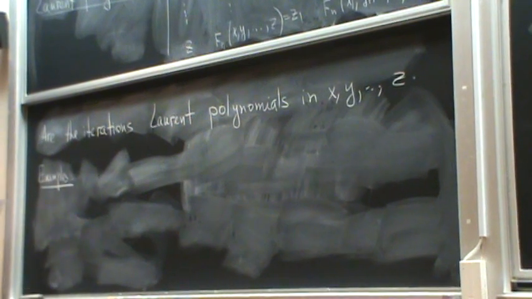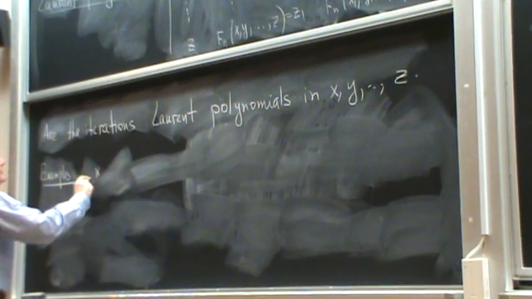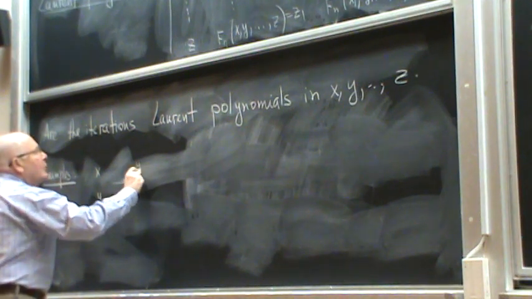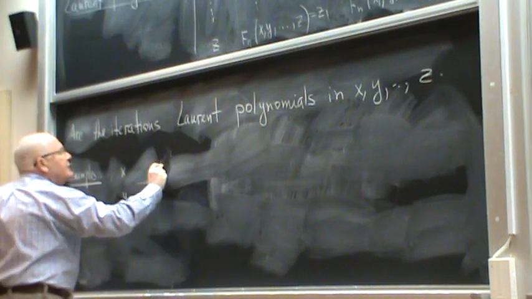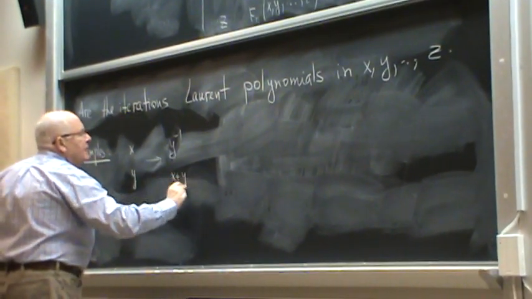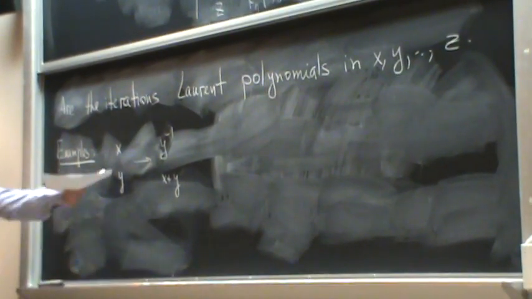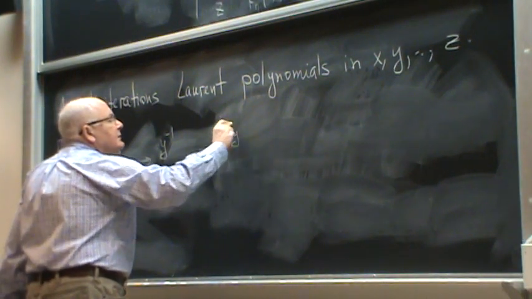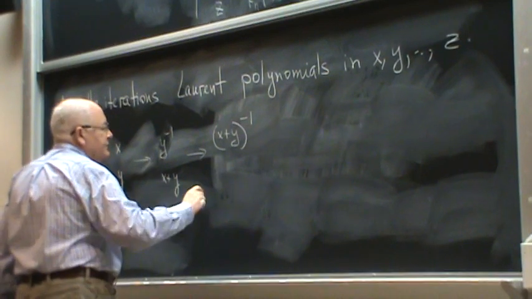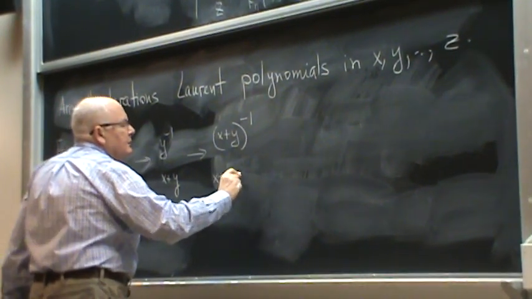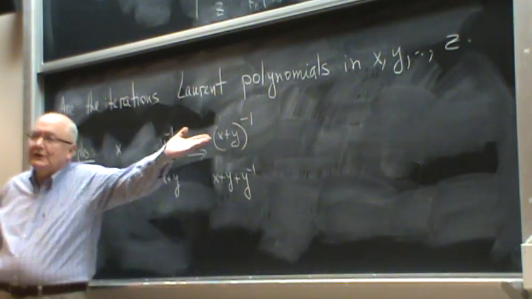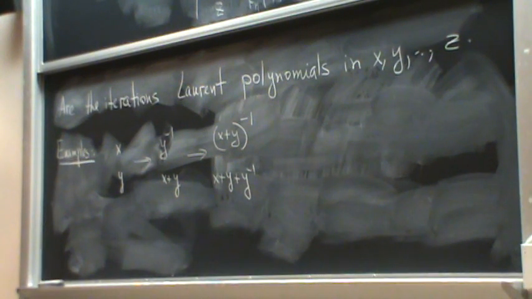The first example is just a stupid example. You have two variables, x, y, and you go to a new variable, y inverse times x plus y. Those are just Laurent polynomials. Then you go to x plus y inverse, and here you have x plus y. And so you are stuck, because this is definitely not a Laurent polynomial. So this is the first example, which is negative.